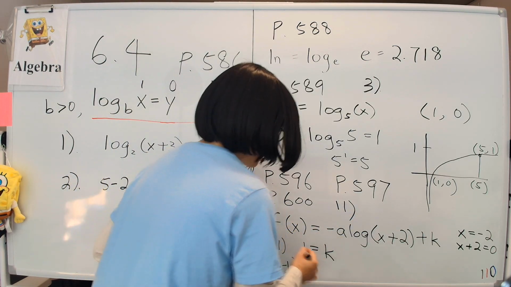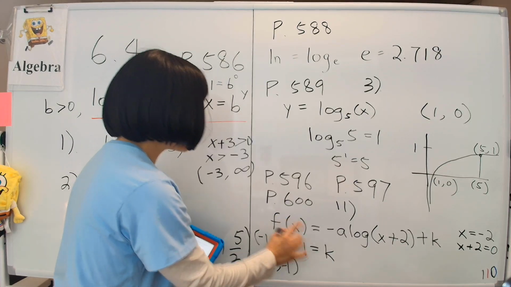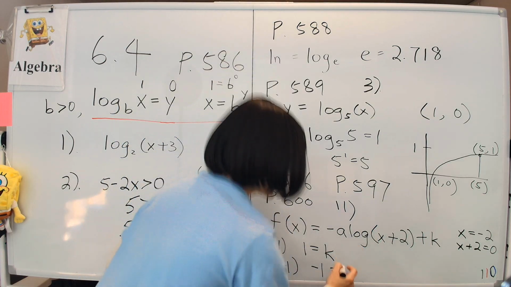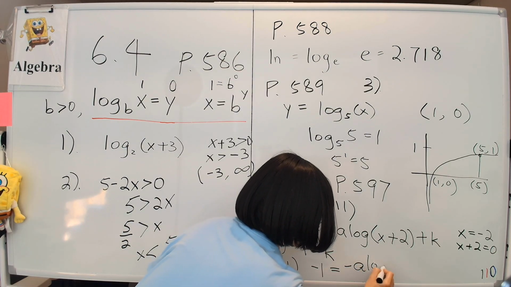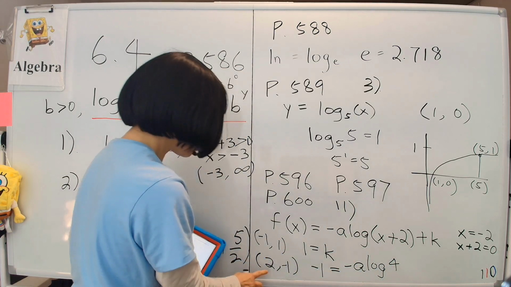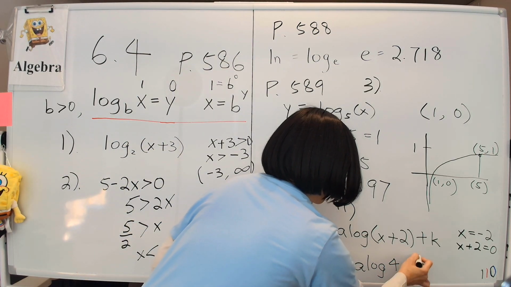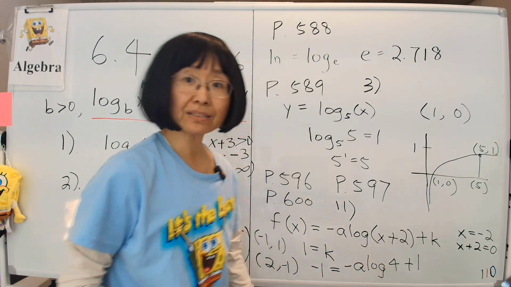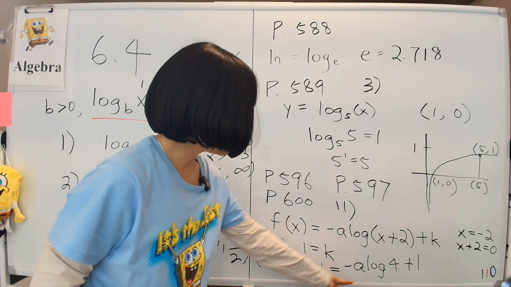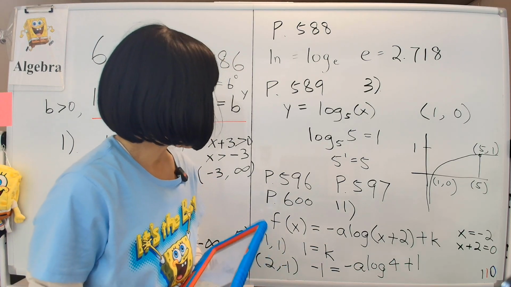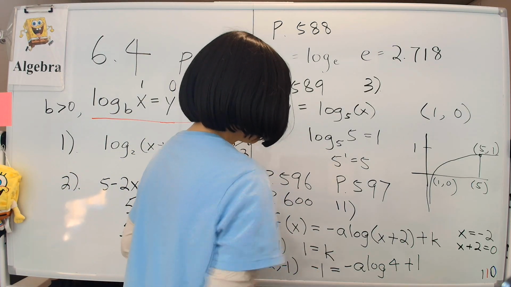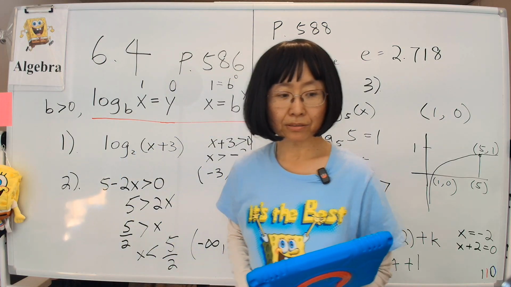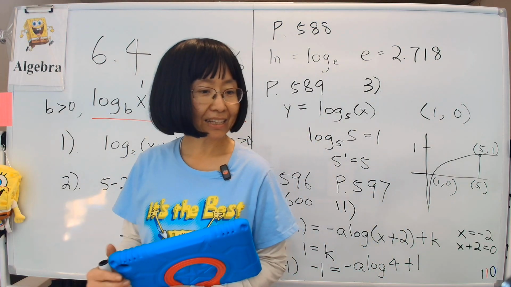Okay, so f of x now equal to, or y, remember y is f of x. So -1 equals minus a log of 4, because x is 2, and 2 plus 2 is 4, plus we figured out that k equals 1 here. So we have an equation. Log of 4 is a fixed number that you can calculate on the calculator. So we need to solve this equation, which means I'm out of space. So I'm going to write it out over here. All right, and here's the equation.